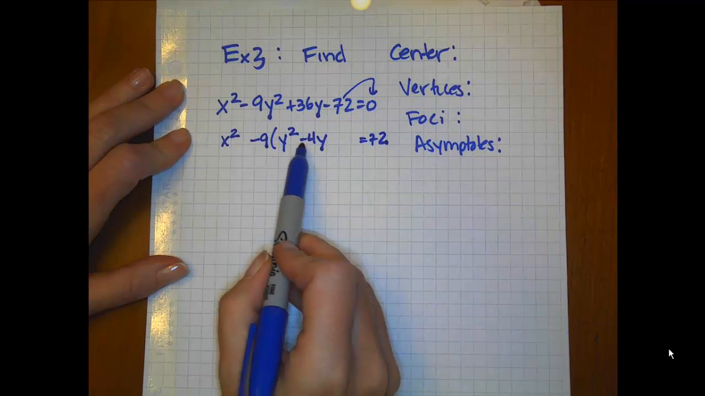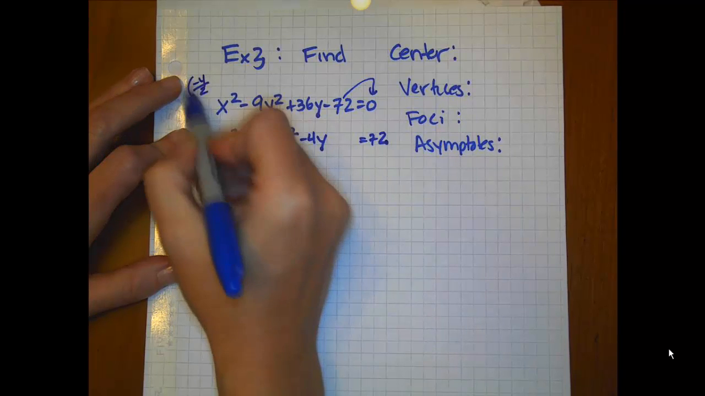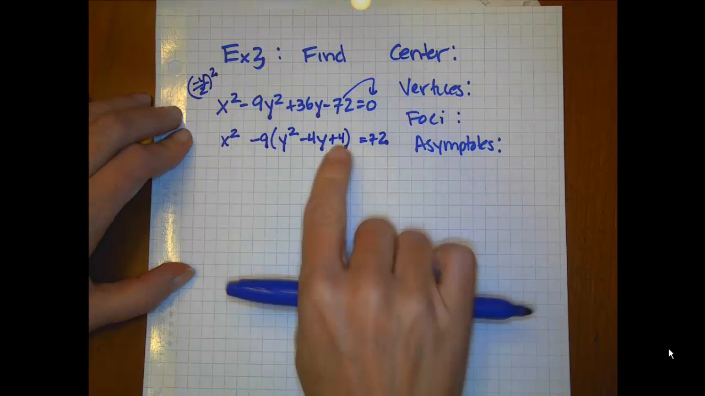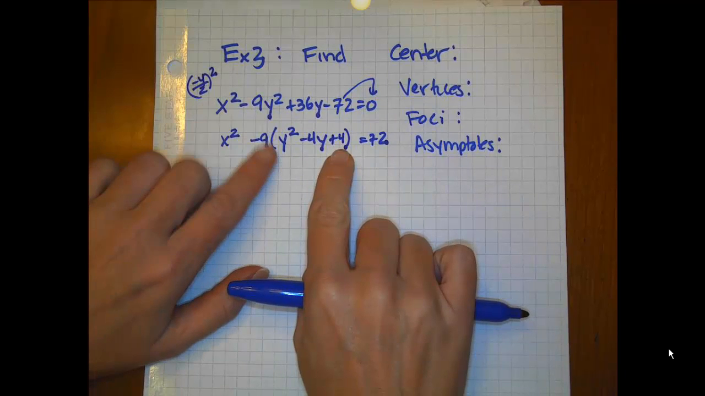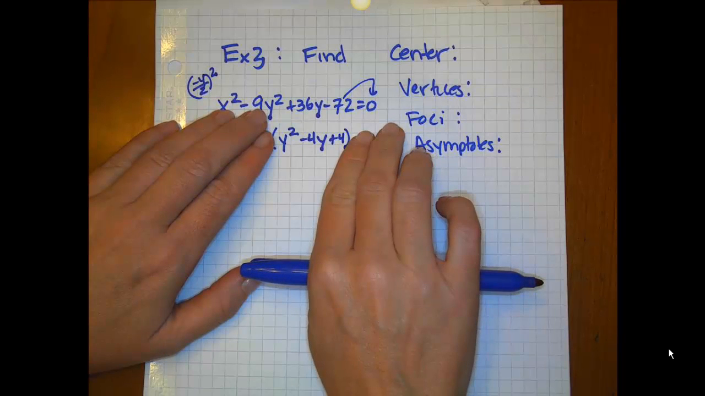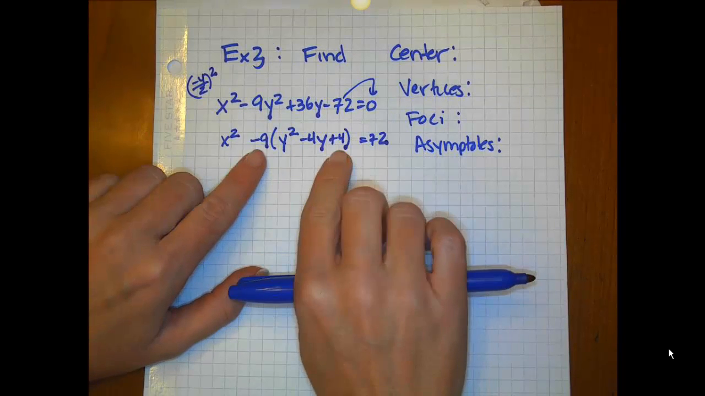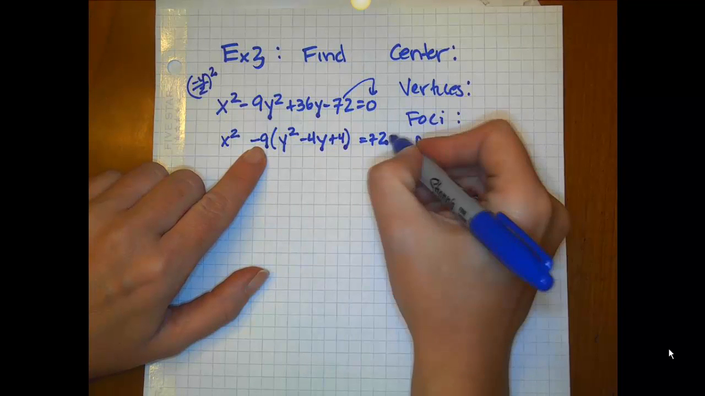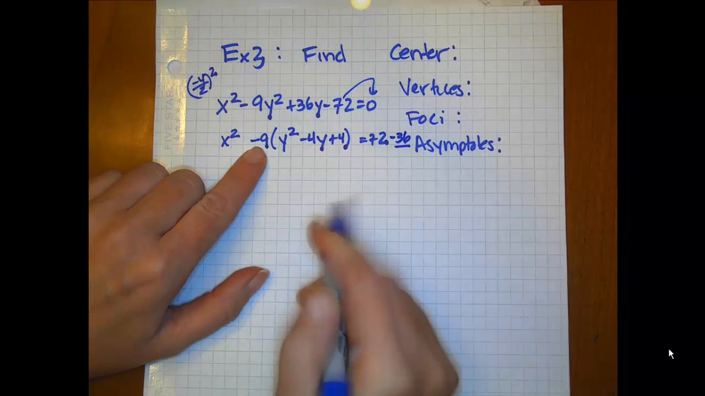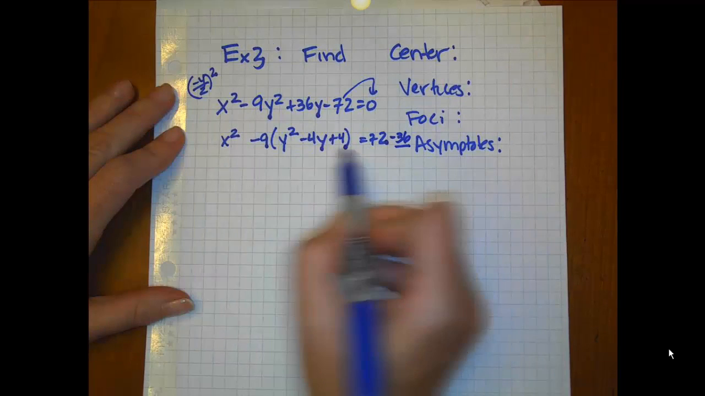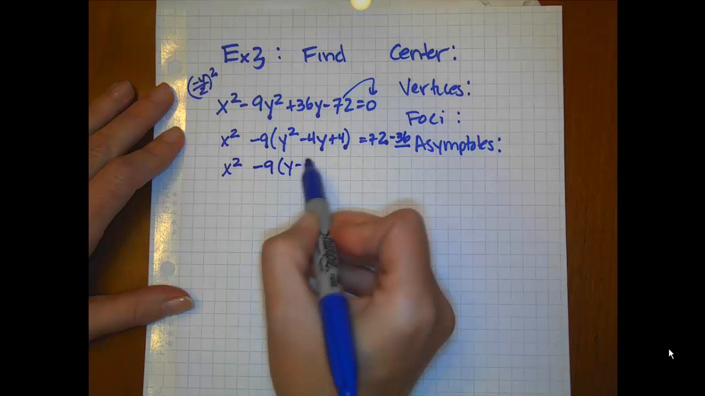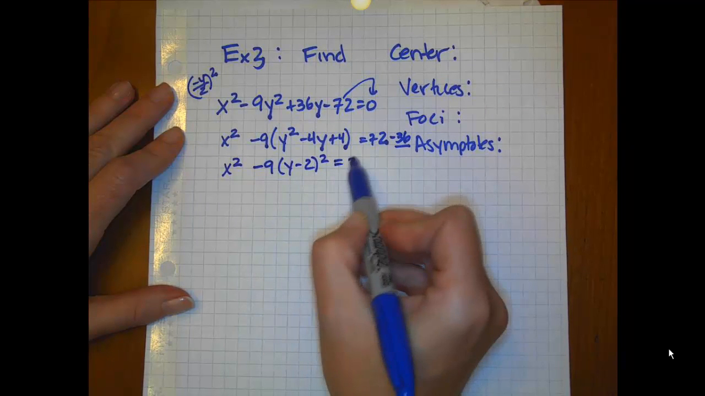Now, when I take negative 4 divided by 2 and I square it, this yields a positive 4, but I didn't add 4 to the entire side. I added 4 to the inside of that parentheses, but what I really did was add a negative 36. So I need to subtract 36 on the other side in order to balance my equation. So I'm left with x squared minus 9 times the quantity y minus 2 squared equals 36.